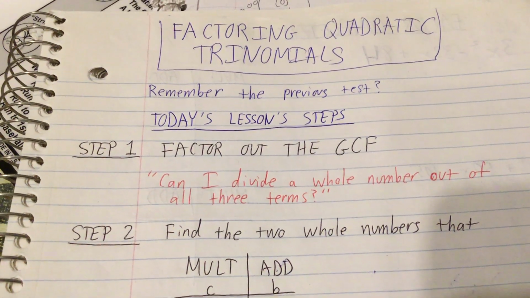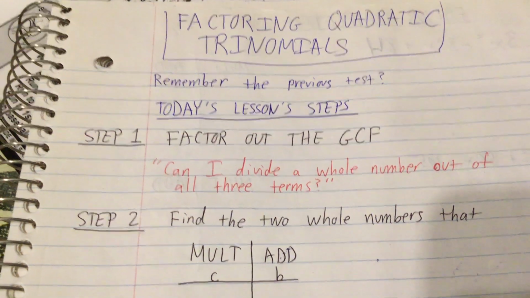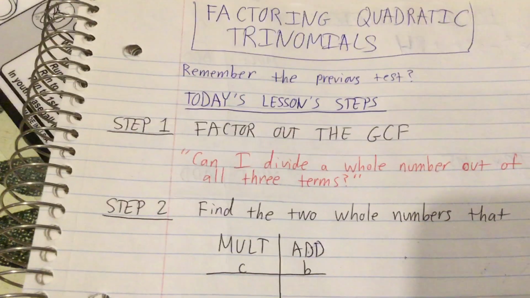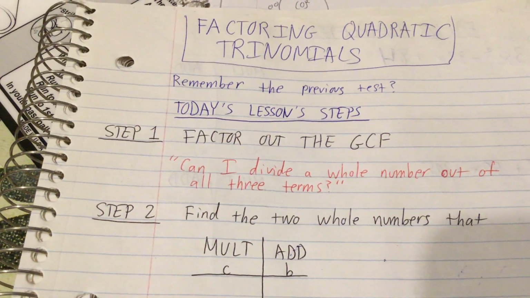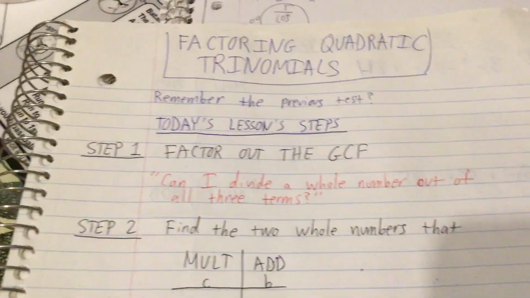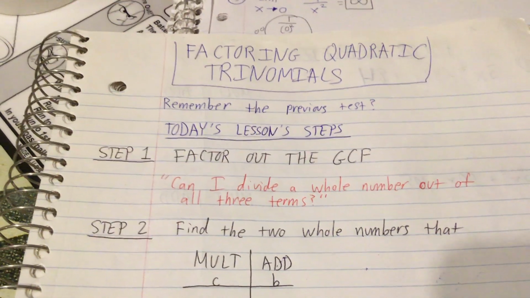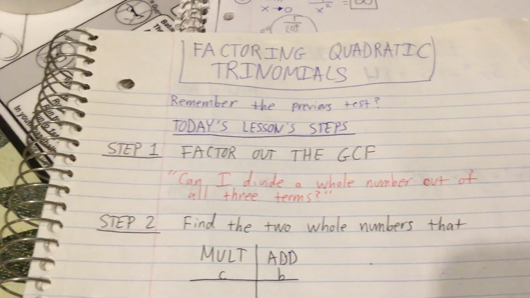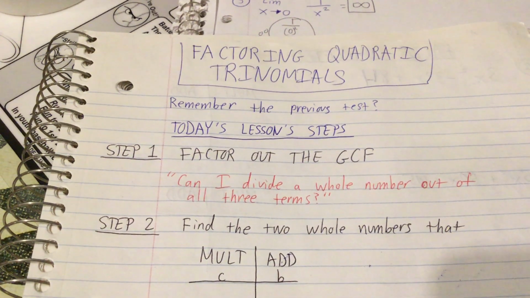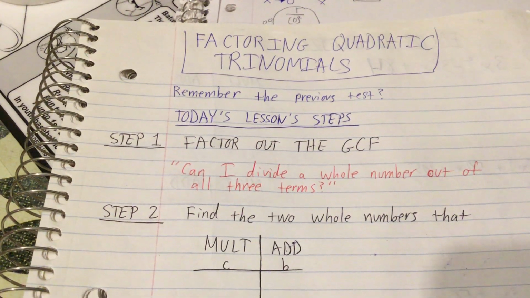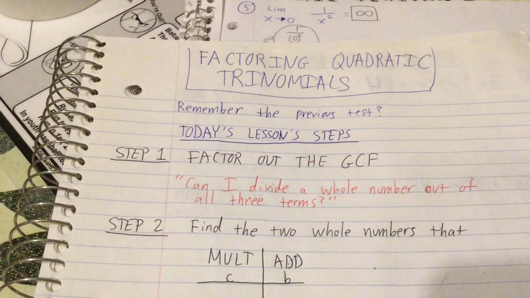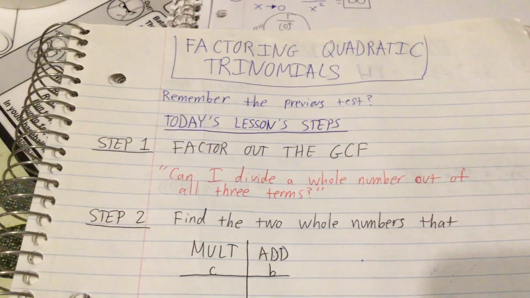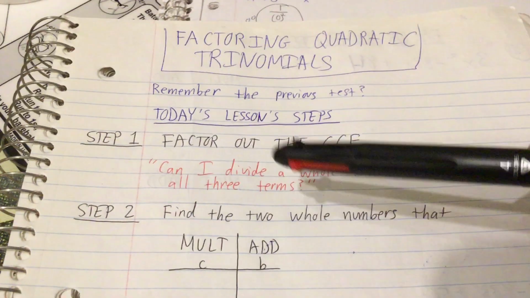All right, so we're back to factoring quadratic trinomials, but with an extra step today. Do you guys remember the previous test where you had to factor out the GCF? Well, it's back. That's the only addition that we're doing to this particular unit. There's going to be one more thing after this. But the main thing that people struggle with is they forget how to factor out the GCF.